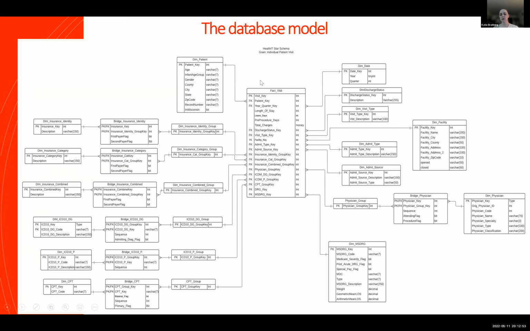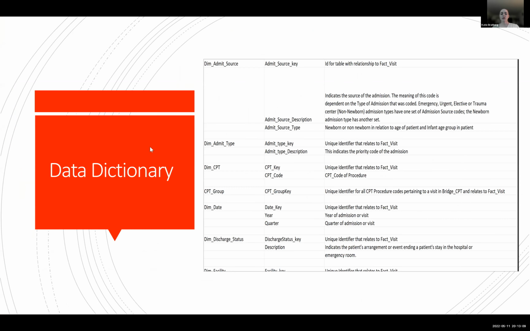So the fact visit table in the middle has all of the details, which are all of the unique identifiers of those different descriptions, and all of these tables contained all of the descriptors for those unique codes. We also created a data dictionary, which contained all of the table information, column information, and definitions of each column so that the end users are able to understand what is contained within the database for analysis purposes.